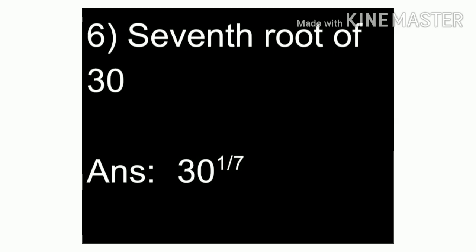Question number 6. Seventh root of 30. Here, children, the base number is 30 and seventh root means 1 upon 7. So the answer will be 30 raised to 1 upon 7.